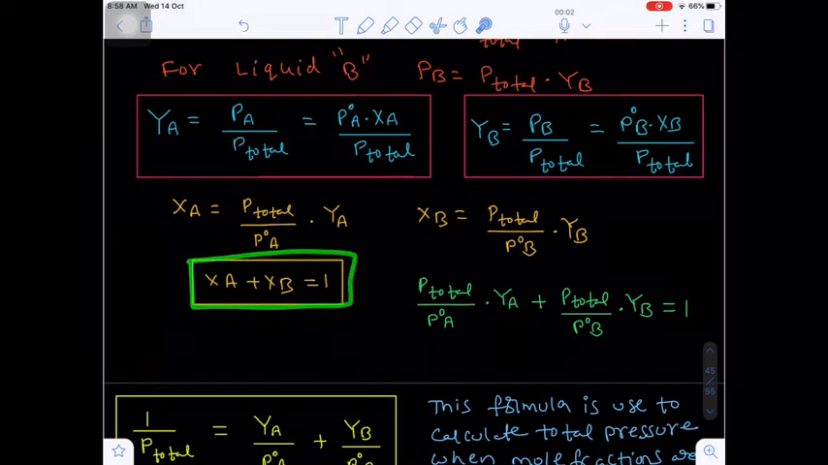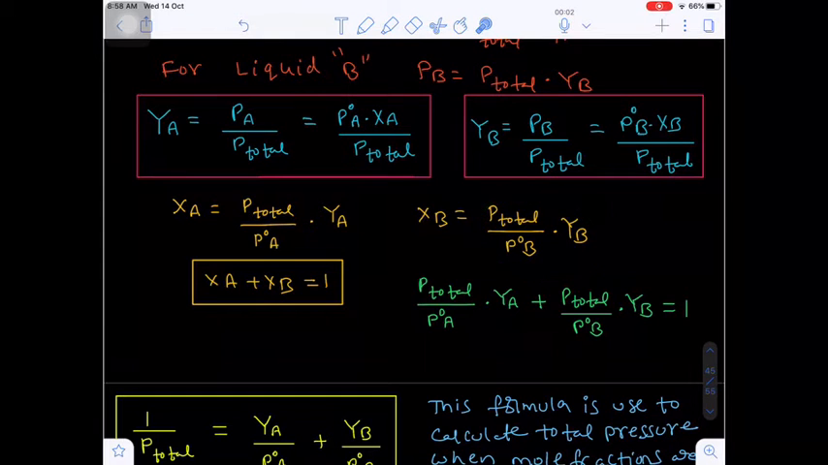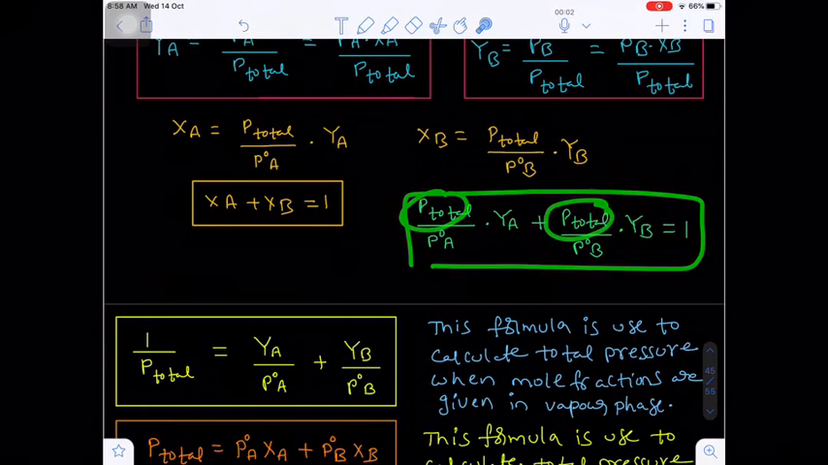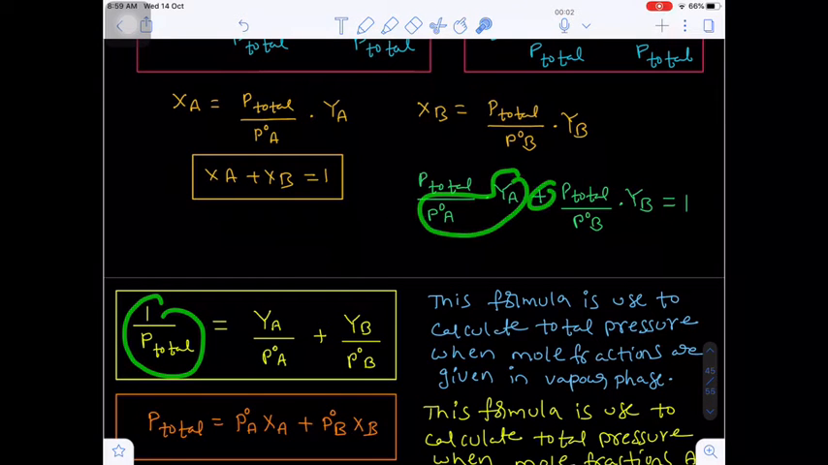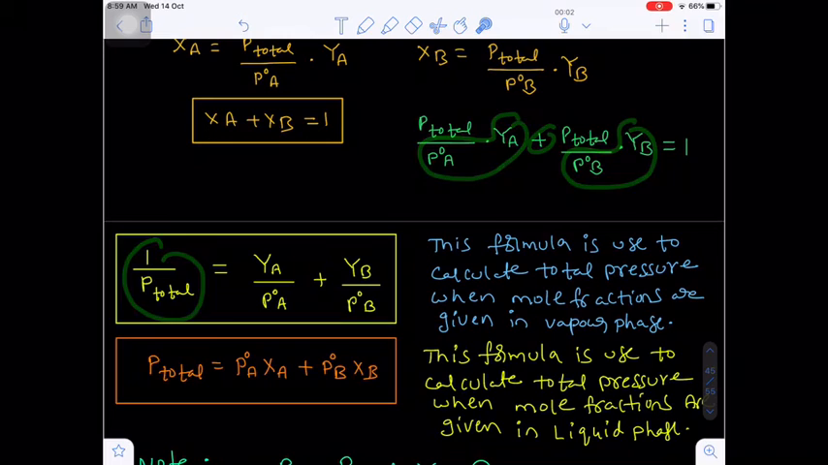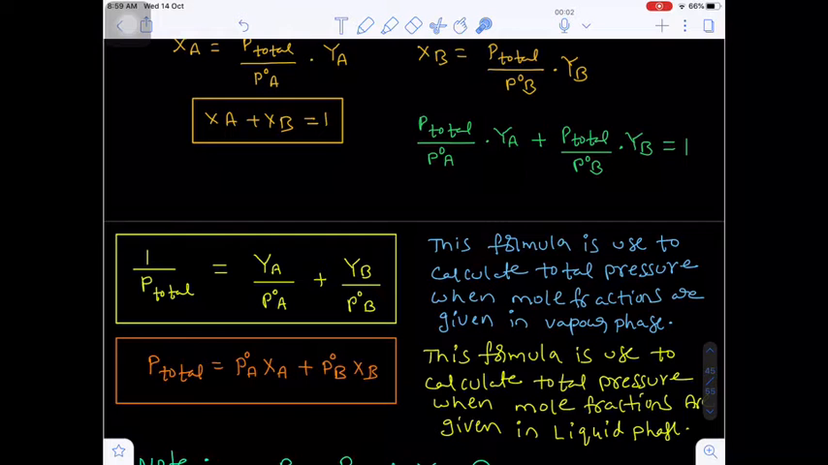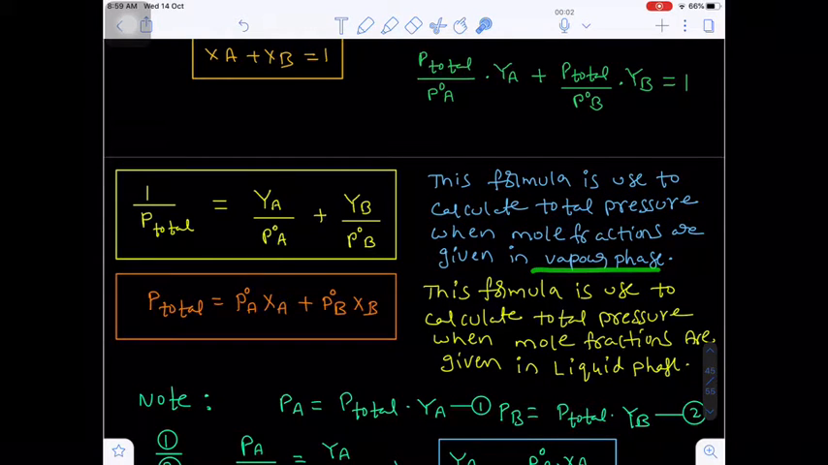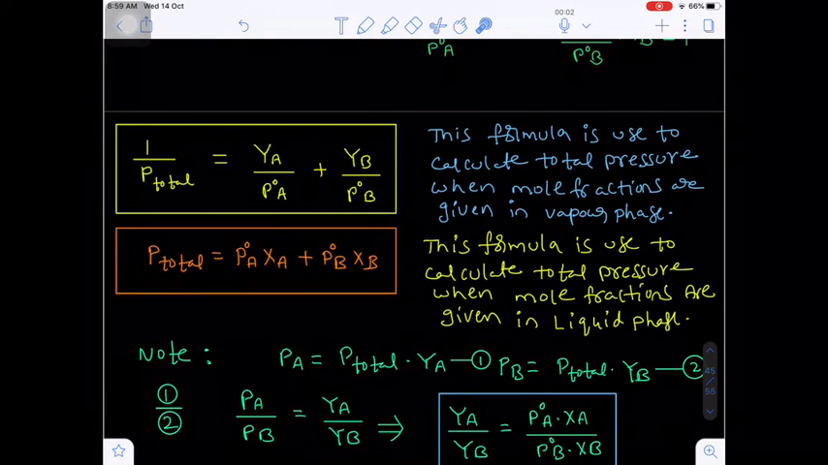So here Xa plus Xb equal to unity. So instead of Xa, put P total by P naught A into Ya, and for Xb, P total by P naught B into Yb. If you replace these two values here and take P total common and bring it to the right hand side, you will get 1 by P total equal to Ya by P naught A plus Yb by P naught B. So this expression is used to calculate the mole fraction of component A and B in the vapor phase. This is very important. This formula is only used to calculate the total pressure when the mole fractions are given in the vapor phase. Are you getting my point?